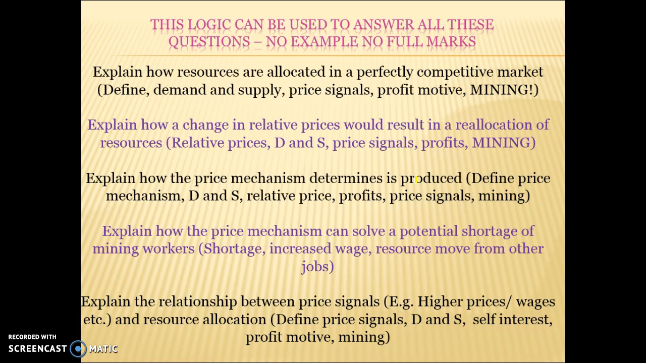Generally, if you get any question about how resources are allocated in a perfectly competitive market, how changes in relative prices impact resources, how the price mechanism determines what is produced, or how the price mechanism can solve shortages, the logic you're using in all these questions is pretty much exactly the same. You're defining key terms, which is the perfectly competitive market or relative prices in this case, explaining what causes the changes in prices, which is demand and supply, linking that to how that acts for producers as price signals, and then that idea of profit motivation, and then providing an example.